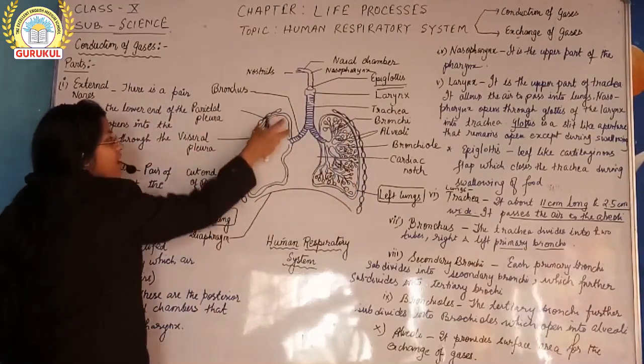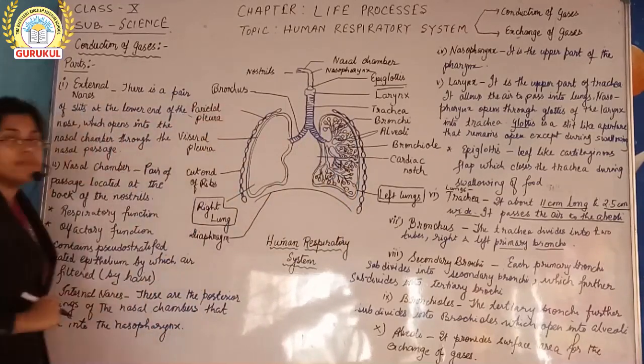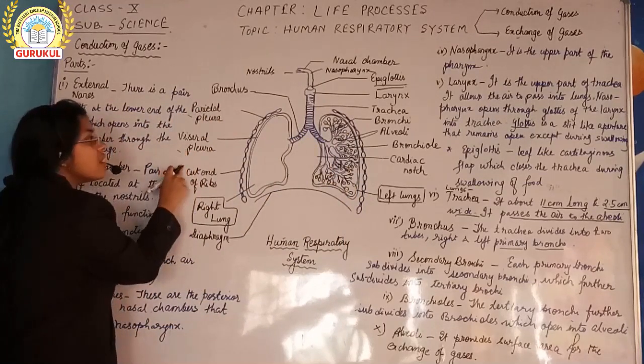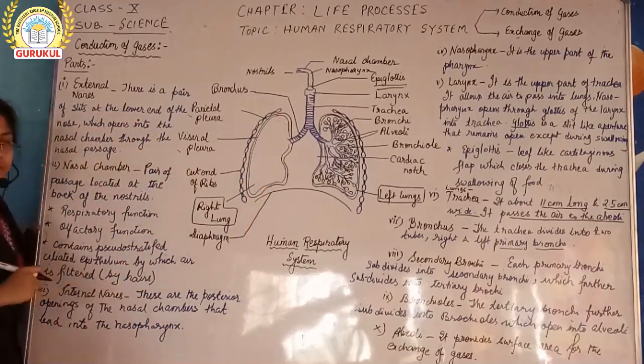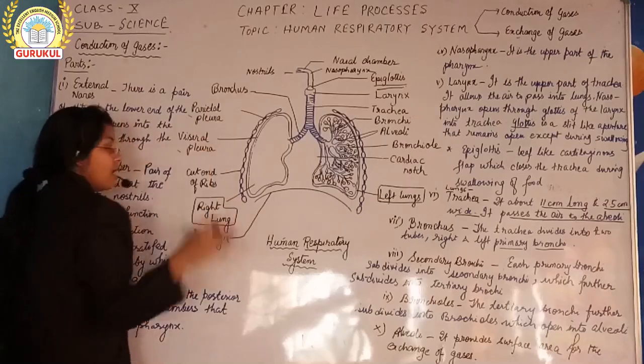Then start the lungs. The outer layer of the lung is known as the parietal pleura. Then the inner layer is known as the visceral pleura. This region is the visceral pleura. And this is the inner part, the inner section of the lungs.